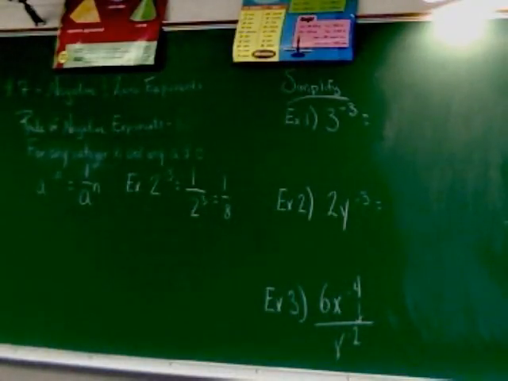Welcome to a video presentation of Chapter 4, Section 7 in McDougal Littell's 8th grade textbook entitled Negative and Zero Exponents. We start by discussing the rule of negative exponents. The rule says for any integer n and any a not equal to 0, that a to the negative n is equal to 1 over a to the n.